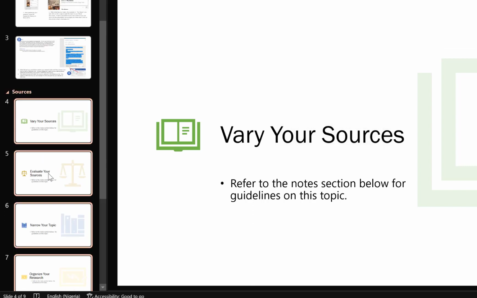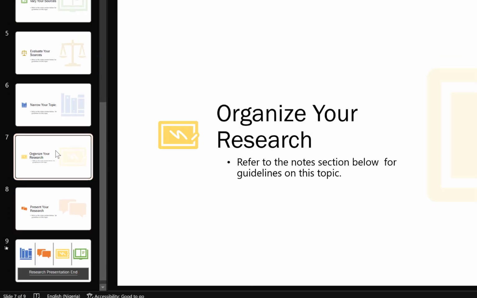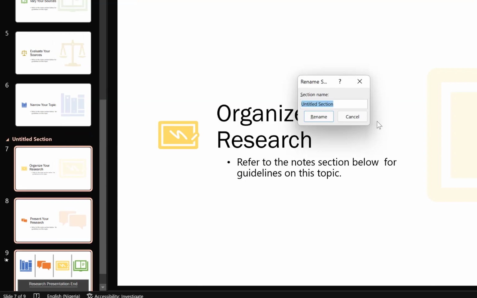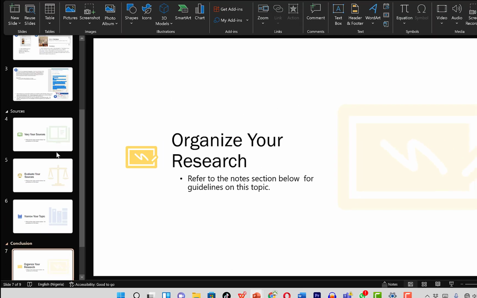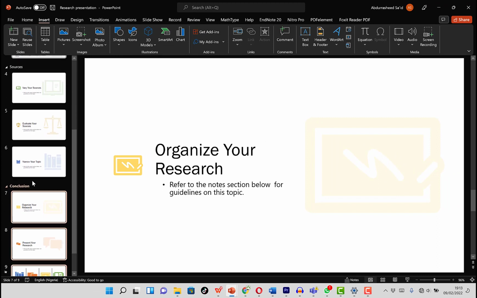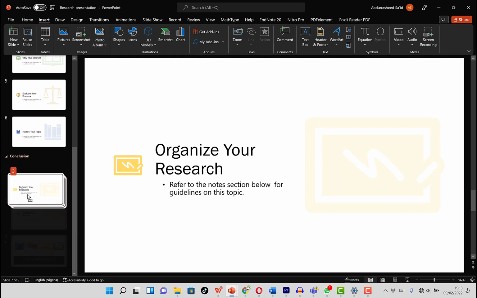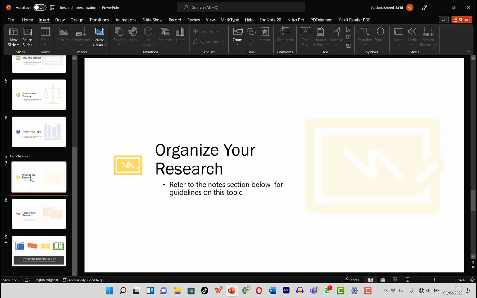Rename, and then we can come down here and take this one, right click, and add a section, and then we can call it maybe conclusion. All right, we rename. Now we have about 4 sections easily. And one thing you should pay attention to is you can change the slides accordingly. You can rearrange the slides within a section.